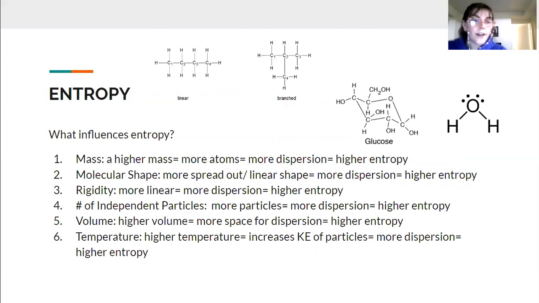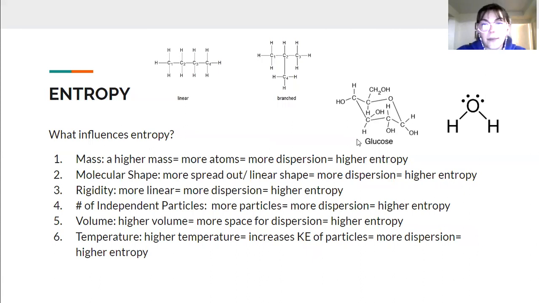So, what influences entropy? First, we're going to talk about mass. If we have a higher mass, that means we have more atoms. When we have more atoms, there's more possible dispersion of energy, which gives us a higher entropy.